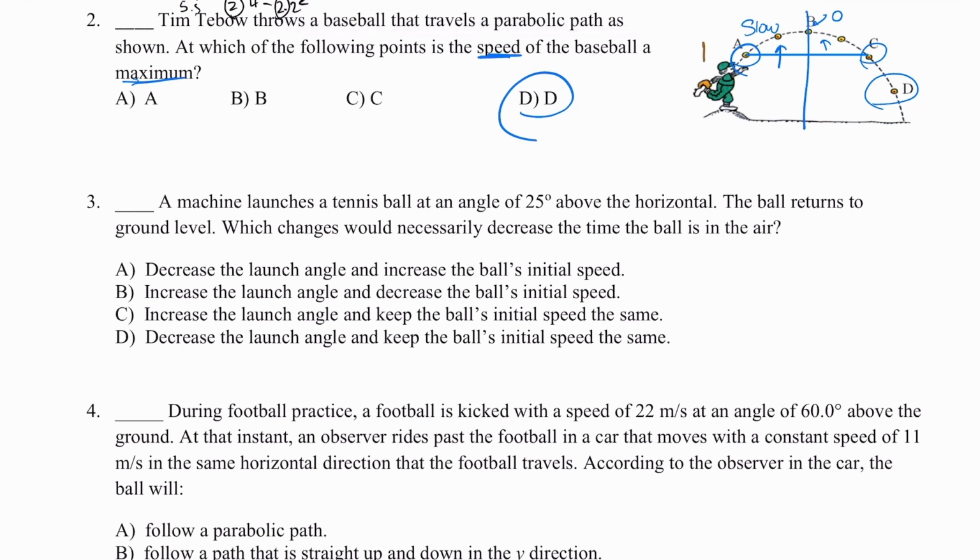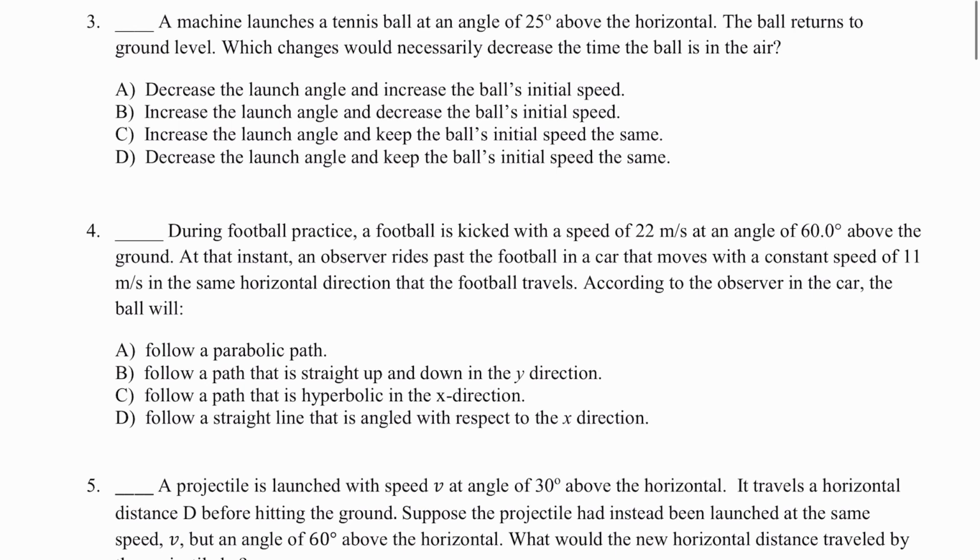If that does not make too much sense, here's another way to think about it. Let's say it was thrown upwards at 10 meters per second. Well, it's going to get to 0 at the peak. And then at point C, it's going to reach 10. Well, what do you think is going to come from C to D? It's not going to get slower as it falls down. That's why letter D is the only option here that makes sense. Number 3 reads, a machine launches a tennis ball at an angle of 25 degrees above the horizontal.